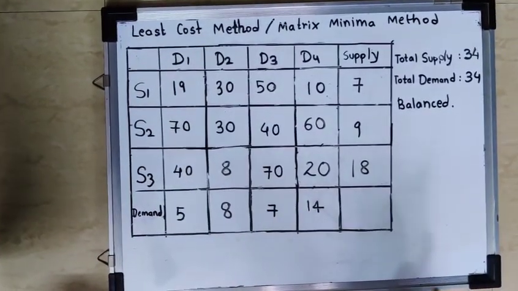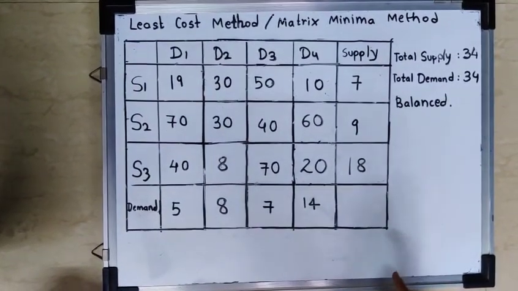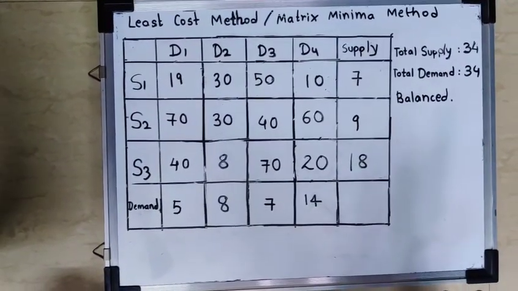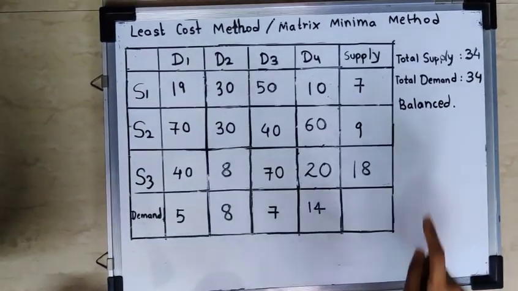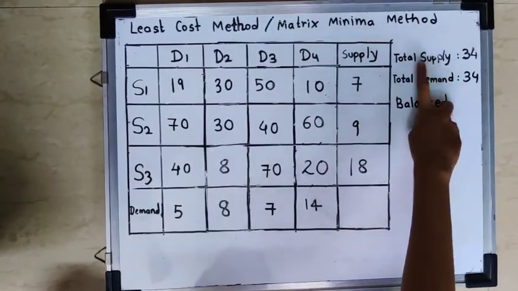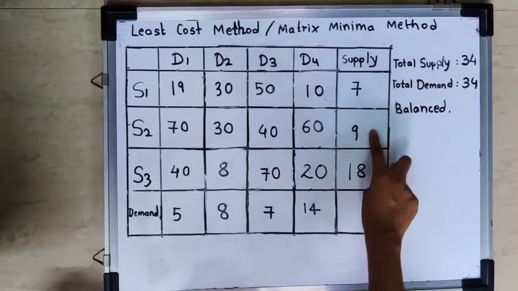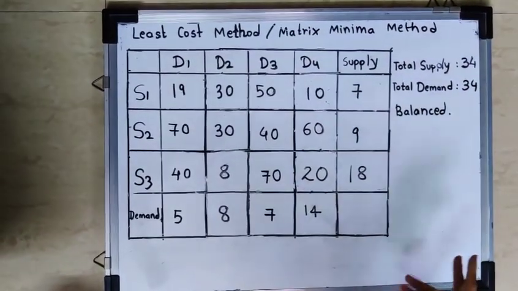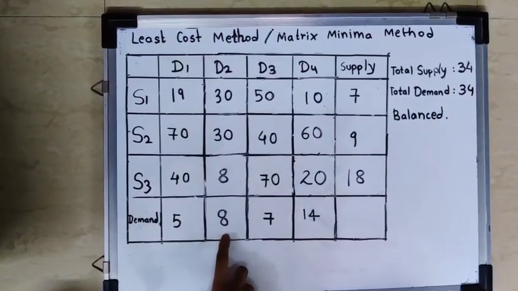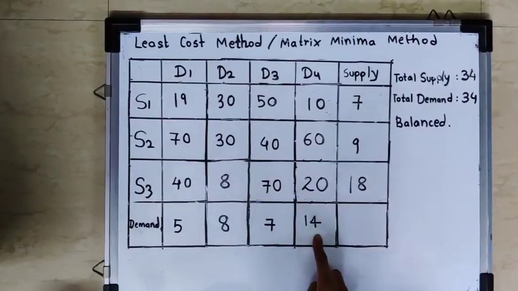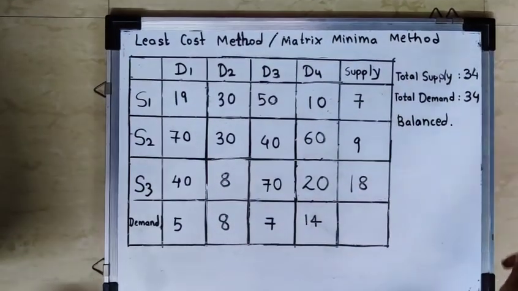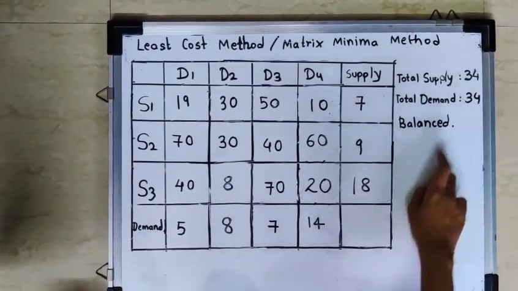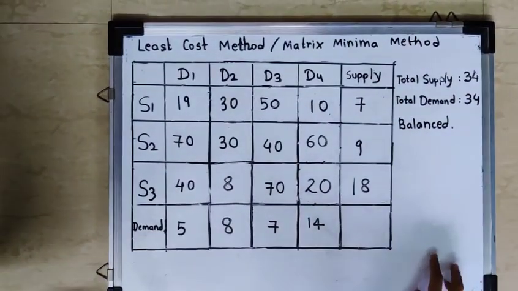As we all know, the first step to solve the transportation problem is to check whether it is balanced or not. So how to check? First, let us find the total supply: 7 plus 9 plus 18, which is equal to 34. And total demand is 5 plus 8 plus 7 plus 14, which is also equal to 34. As the total supply and the total demand are equal, it is a balanced transportation problem.